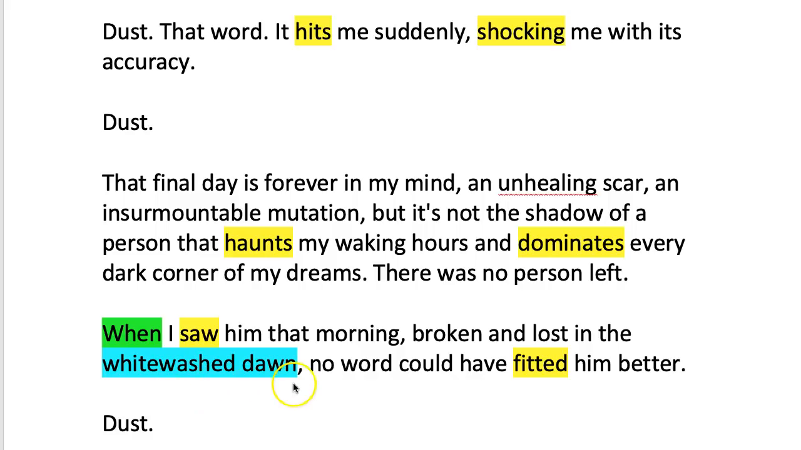But now I want to show you a use of metaphor that I would have been so proud of having written myself. Never seen this done. It's genius. "When I saw him that morning, broken and lost, in the whitewashed dawn." Now, this is superb.